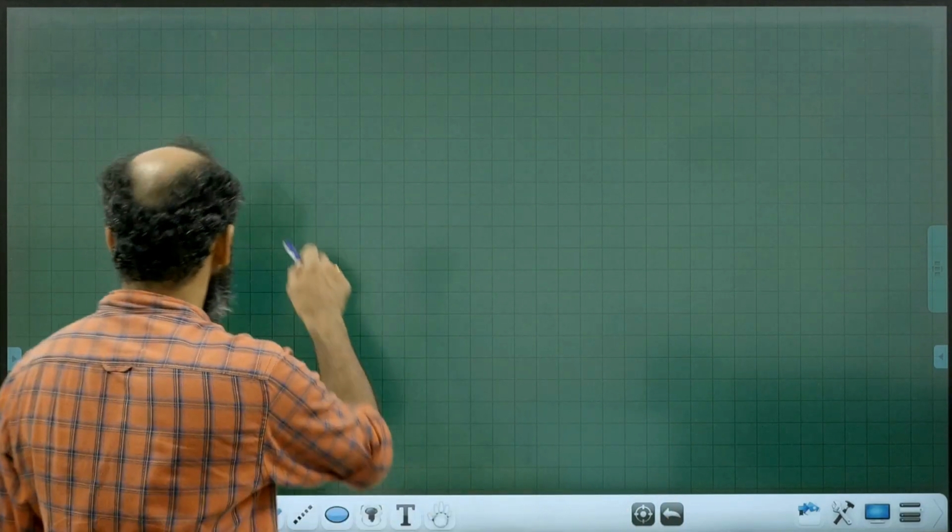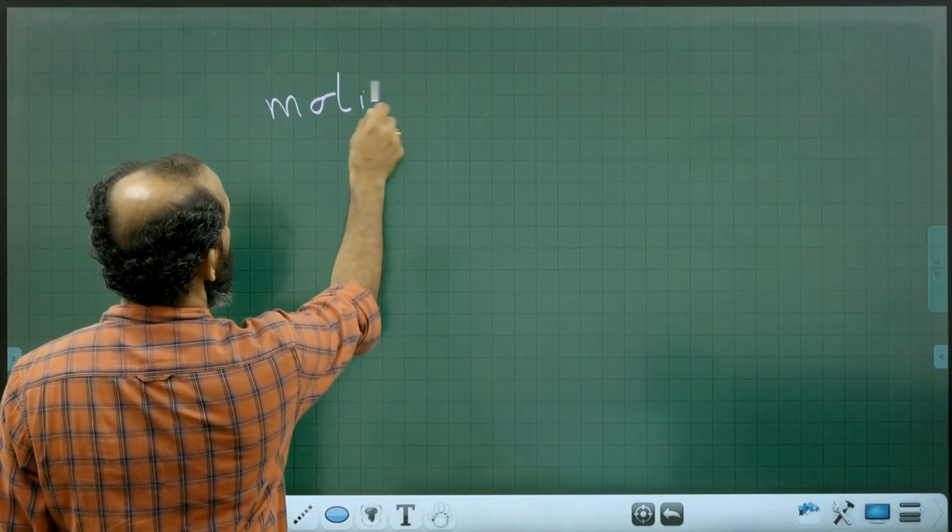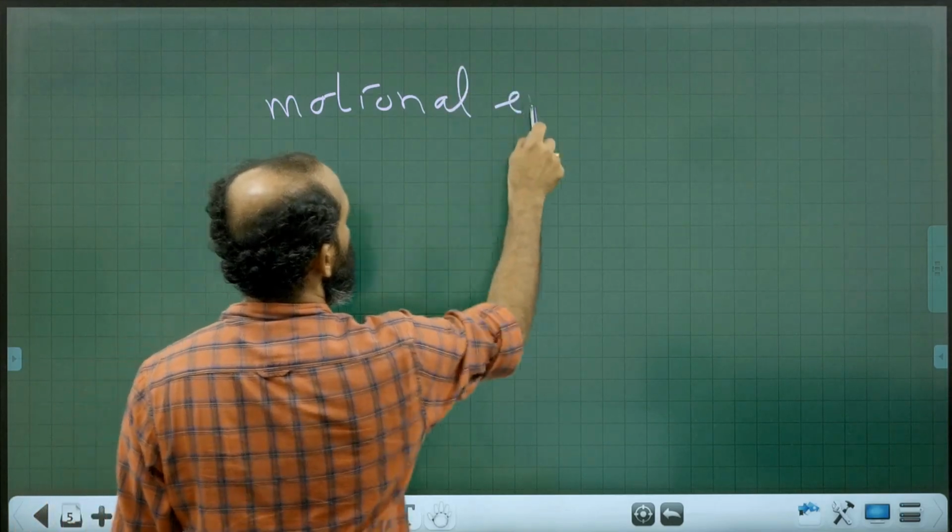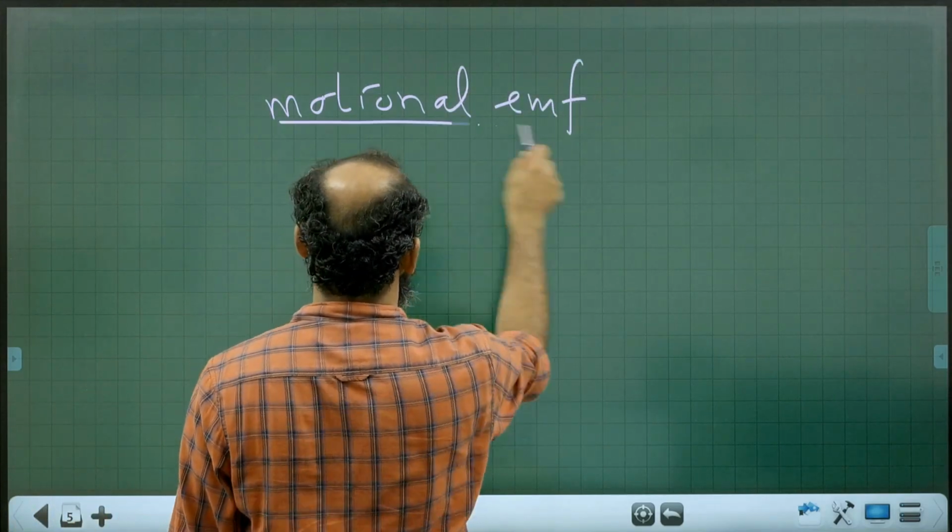Now, the same result could be produced by fixing the magnet and moving the conductor. Okay, the same effect can be produced in a steady magnetic field, the same effect without any change. The same effect can be produced by a moving coil or moving conductor. The conductor is moving in a static magnetic field. Okay, then that EMF is called motional EMF.